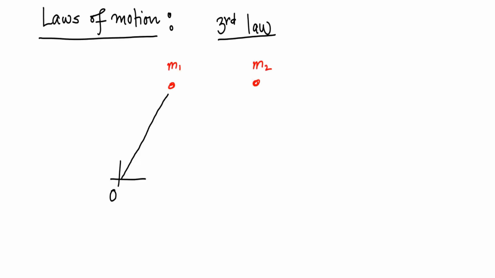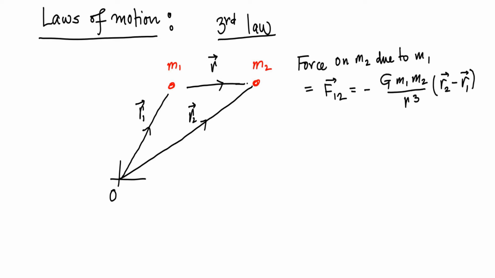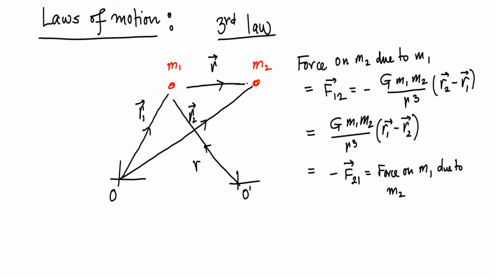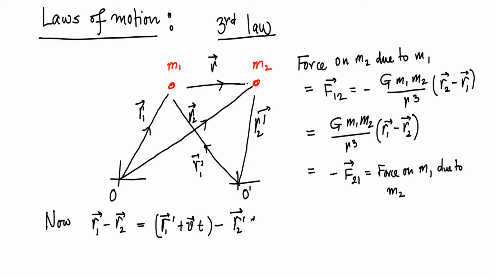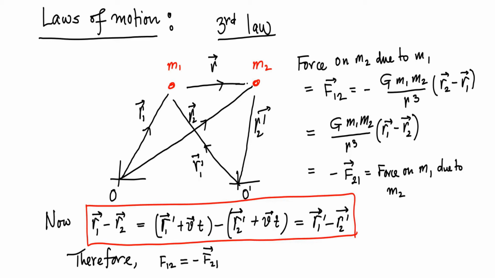Using the law of gravitation as an example, we see here that the force due to m1 on m2 is indeed equal and opposite to the force due to m2 on m1. Now we may ask the question whether Newton's third law has the same form also in the O prime frame. As you clearly see here, it is indeed true, Newton's third law has the same form also in the O prime frame.